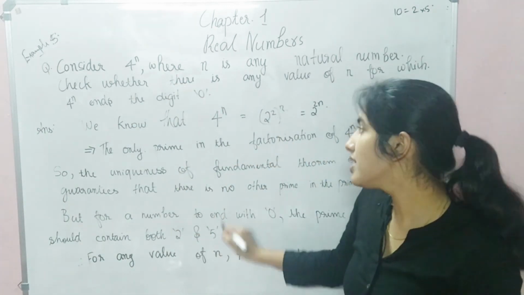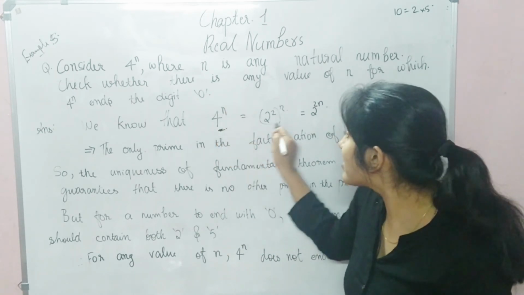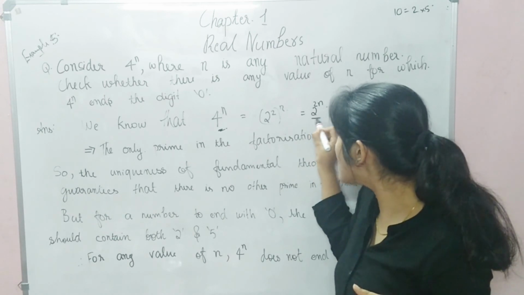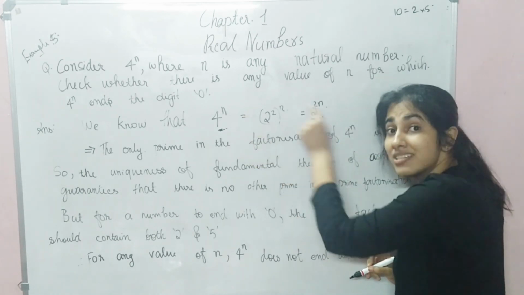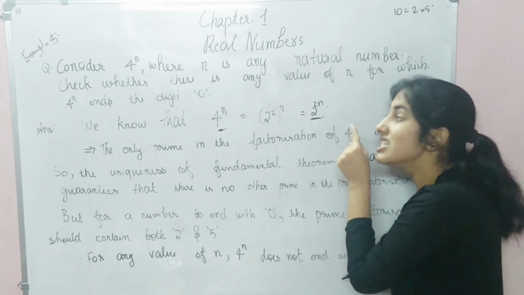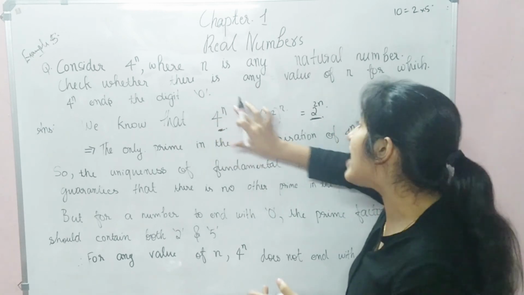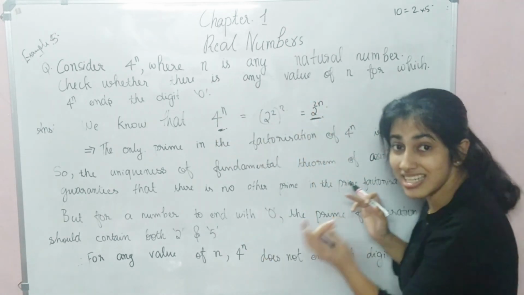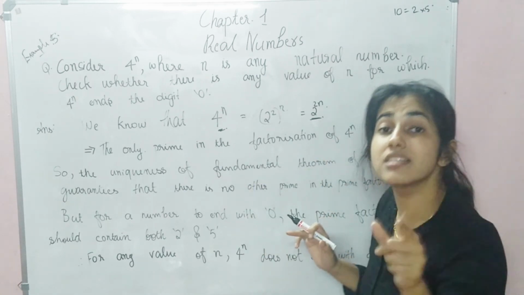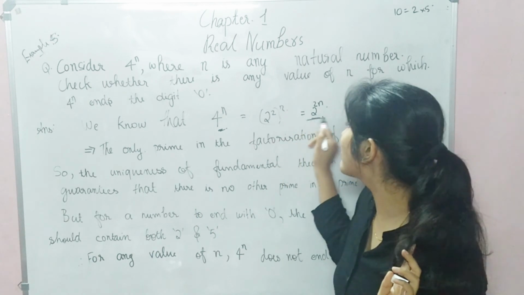But the given number is 4 raised to n, and the prime factorization of this number contains only 2. As the prime factorization of this number contains only 2, this number does not end with digit 0 for any value of n. However many times you write 2 into 2 into 2, it doesn't contain 5. Because of the uniqueness of the fundamental theorem of arithmetic, this is a unique representation.